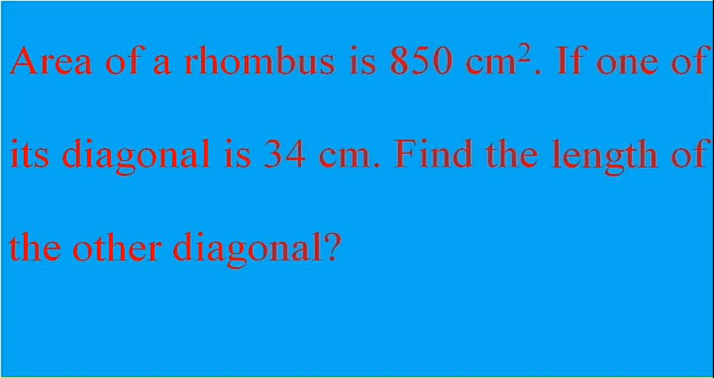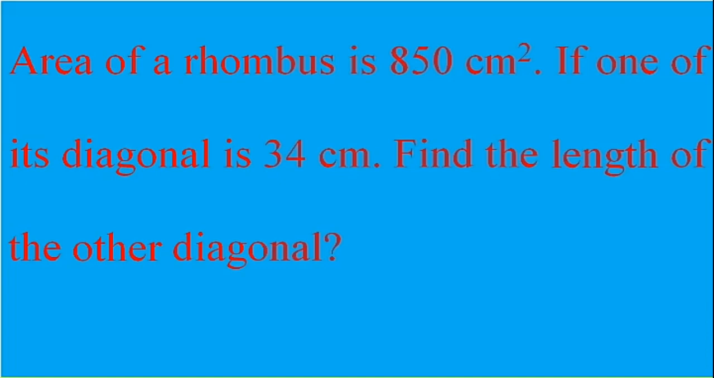First question. Area of a rhombus is 850 centimeter square. If one of its diagonals is 34 centimeter, find the length of the other diagonal. How to do this? We know the area of the rhombus formula is half into d1 into d2, because d1 and d2, the first diagonal and second diagonal, are not the same, so they are given the value.